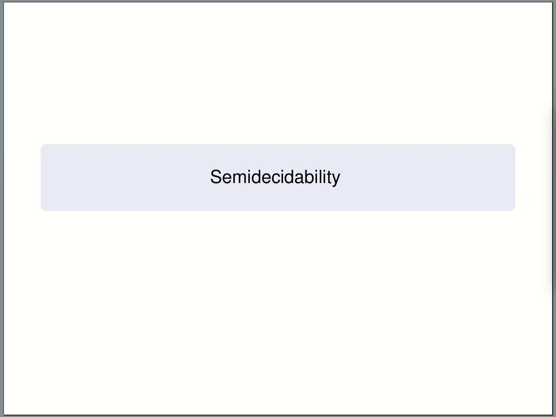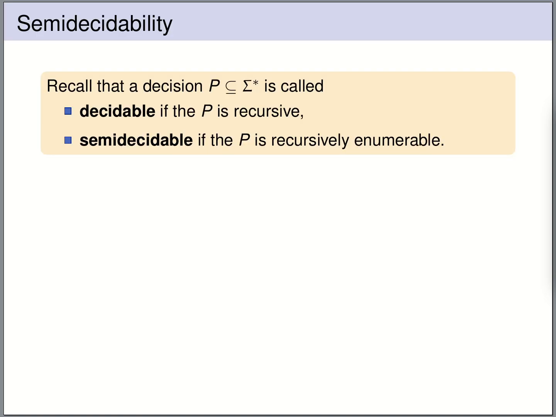At the end of this lecture, we are still going to have a small look at semi-decidability. Recall that a problem P is called decidable if the language P is recursive, so if there exists a Turing machine that on every input word over the alphabet sigma answers yes or no whether the input word is in P or not. A problem is called semi-decidable if there is a Turing machine that eventually answers yes if the given word is in P, but if the word is not in P, it may compute forever.